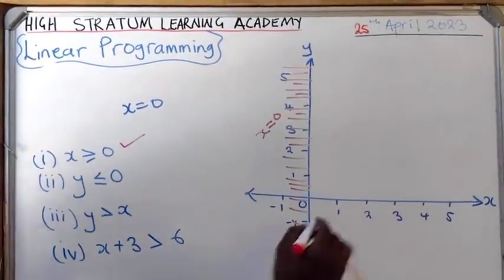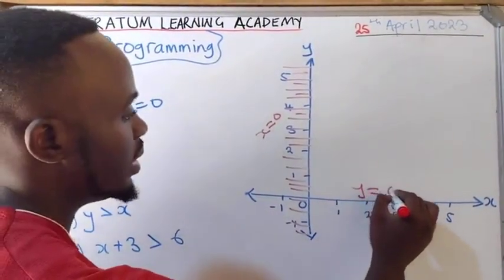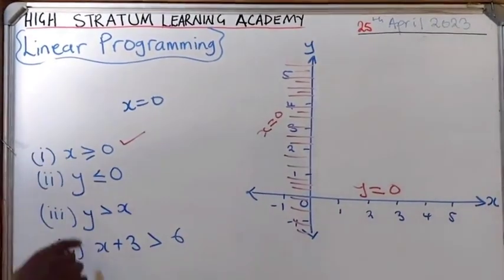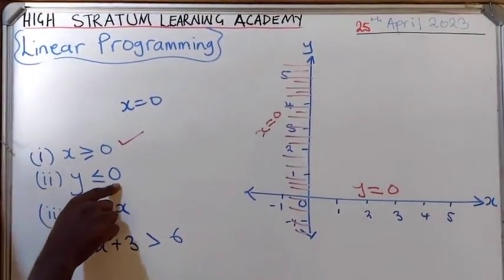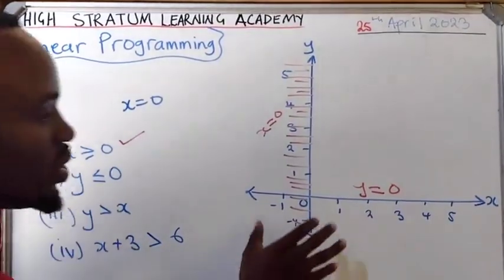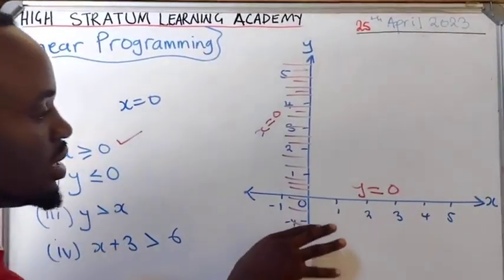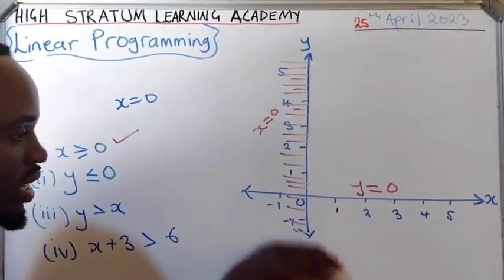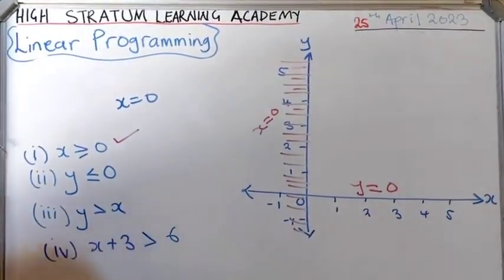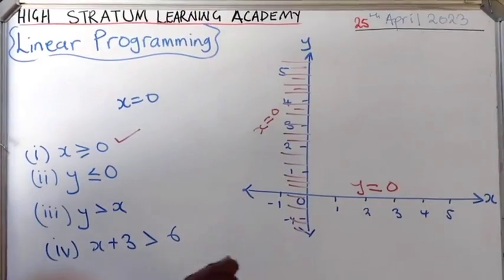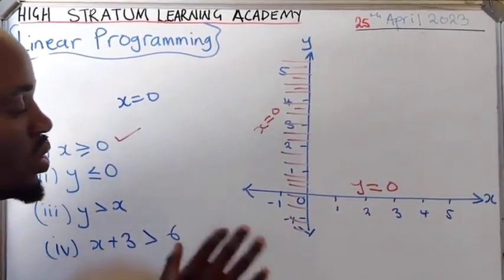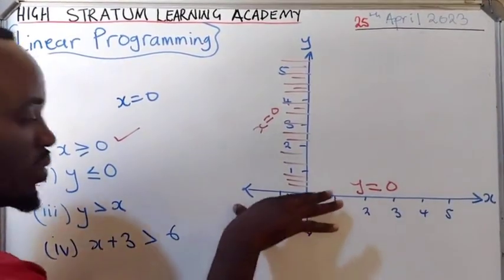This is the line y equal to 0. Now, according to the conditions that we have been given, we are saying y is less than or equal to 0. So when you look at this Cartesian plane, the values coming down here are less than or equal to 0. So this is the wanted region.